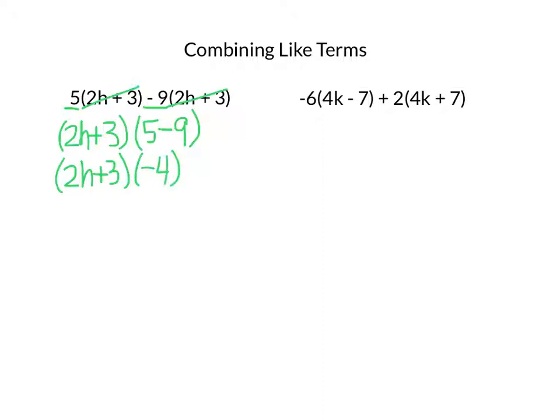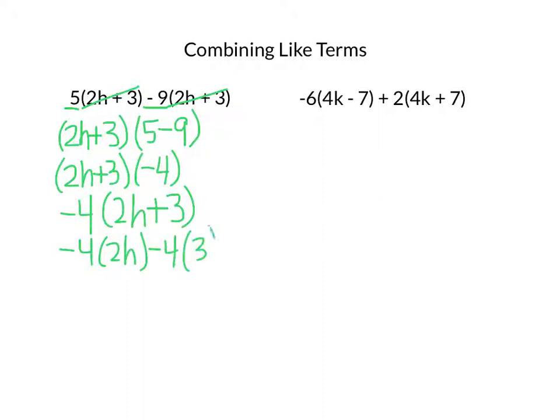Well, more commonly we put it back in front, and this is the commutative property of multiplication, to stick the negative 4 back in front. But now when we simplify, it is negative 4 times 2h minus 4, or you can write plus negative 4 times a positive 3. So that is negative 8h minus 12. And so there really weren't any, well, there were like terms. The like terms were clear back here, and we combined them to get negative 4.